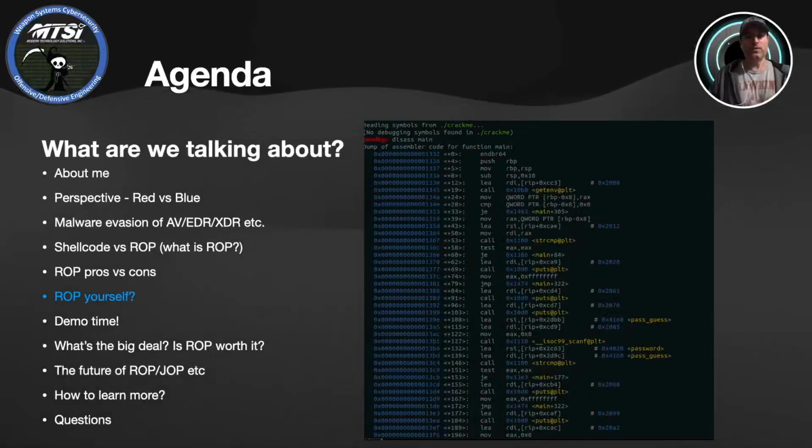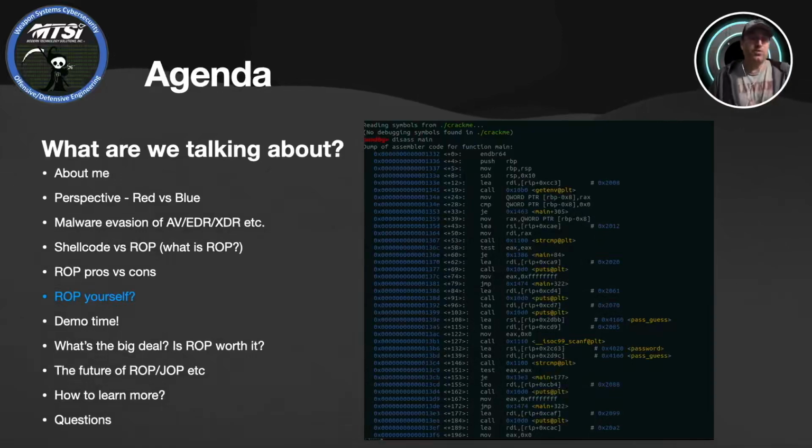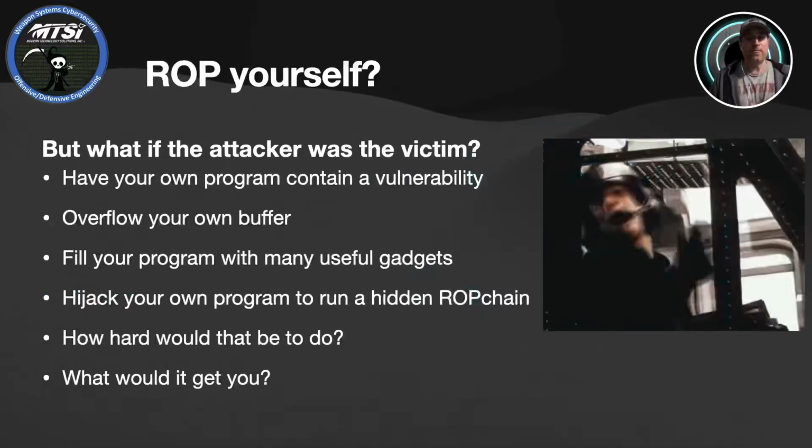Now, finally, what the whole talk is about. Up till this point, we've talked about perspectives, we've talked a little bit about malware evasion, we've talked a lot about shellcode and what ROP is and how it's different from shellcode. Let's talk about what happens if you ROP yourself. What do we mean by that?